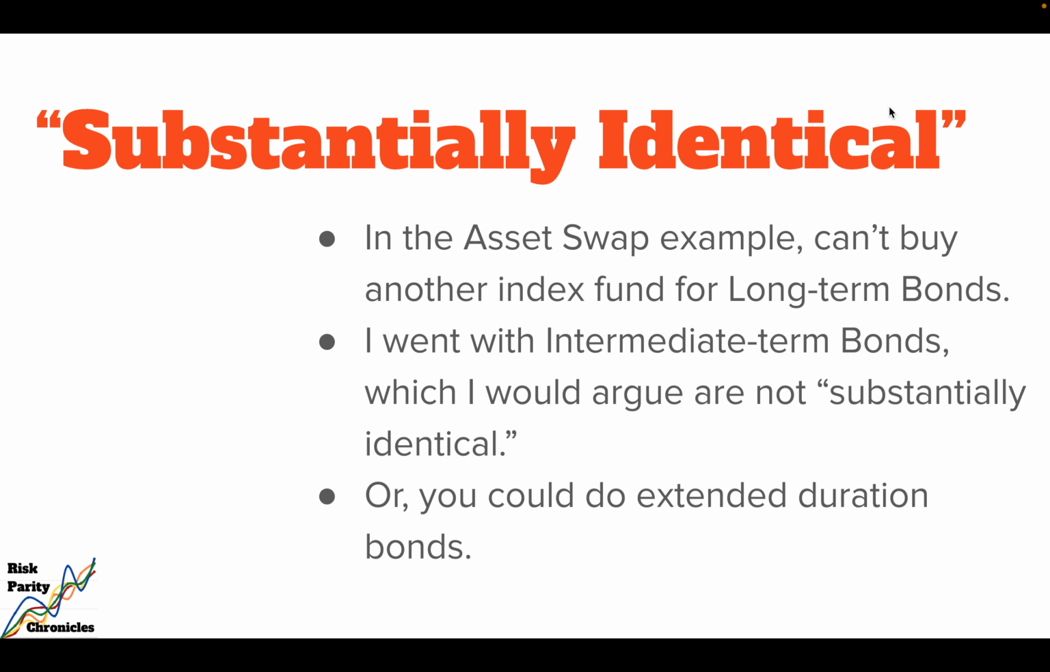Now, if you go back to the asset swap videos, to give an example, what I did there was I wanted to sell some of my long-term bonds in my brokerage account in order to do an asset swap, and then I had to rebuy bonds in my tax protected IRA. What I did there is I switched from long-term bonds to intermediate-term bonds. Those are not substantially identical. I could say that I went from a duration of 20 plus years to a duration of 7 years. So those are not the same. I could have, on the other hand, gone to extended duration bonds, which have a duration of 30 years as opposed to 20. So as long as it's significantly different, I can have a swap like that.